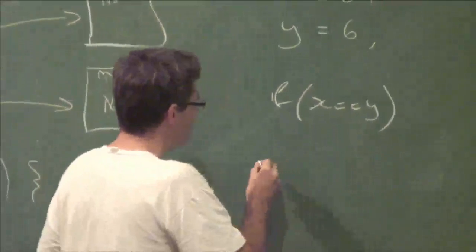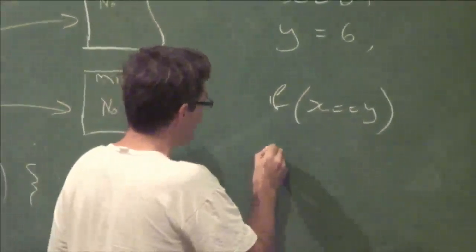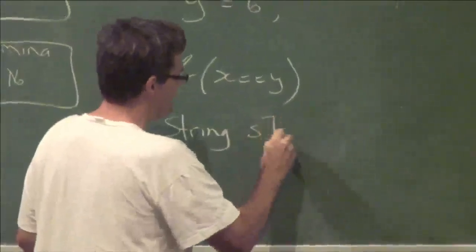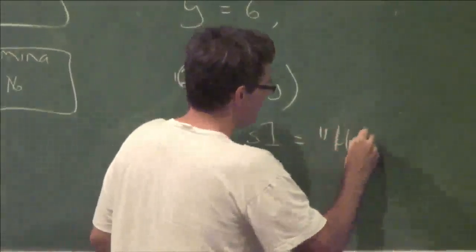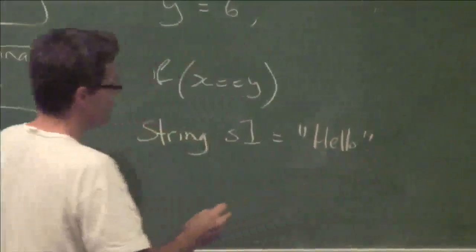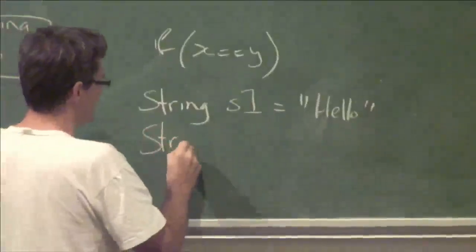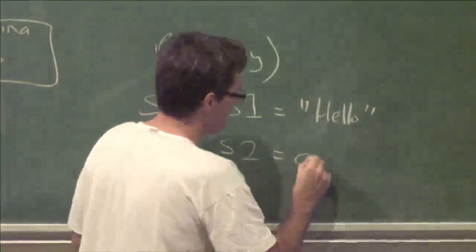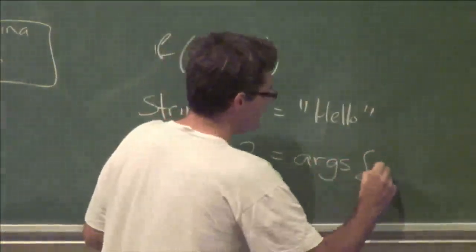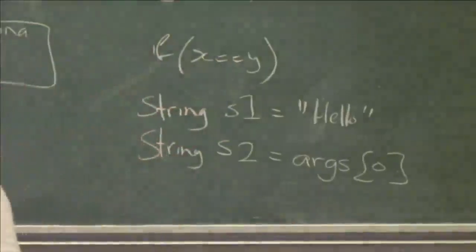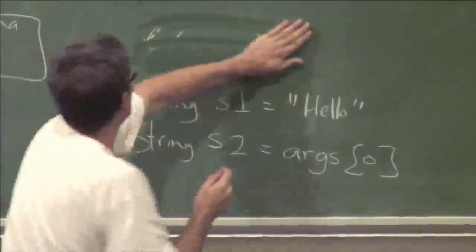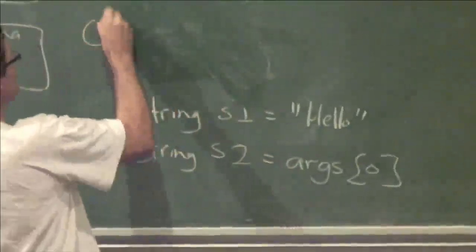Let's look at a Java example now. What if I said string S1 equals hello, and string S2 equals args[0]. Remember, args is an array of strings passed into the function on the command line when you've got main. Right, top of the function up here, just so it's really clear.